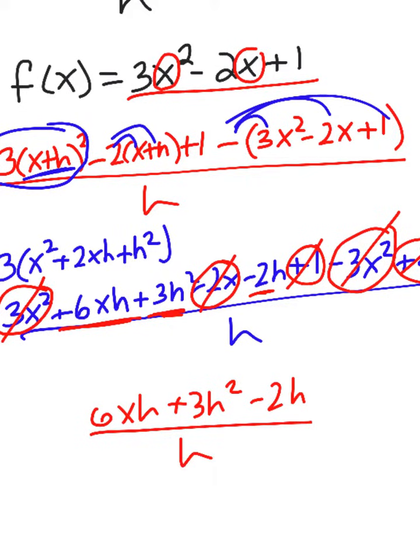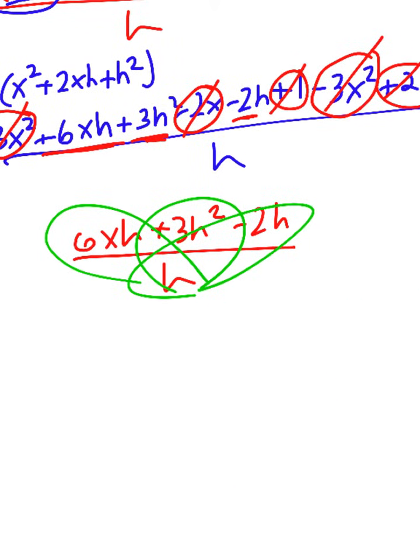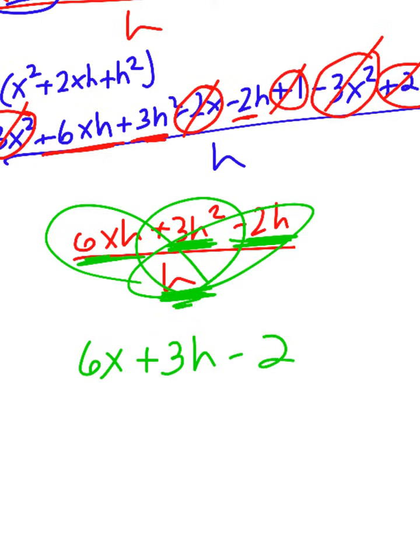All right, now you're going to reduce. Remember, we're going to reduce h with all three terms. So we have 6xh divided by h is 6x, because the h's will reduce. 3h squared divided by h would be positive 3h, because the h squared and the h reduce. And then minus 2h divided by h would be minus 2.